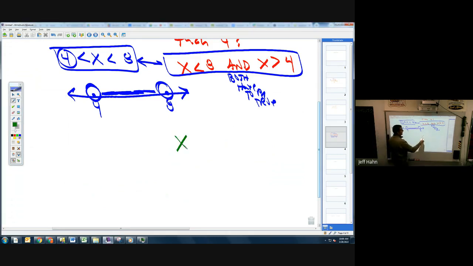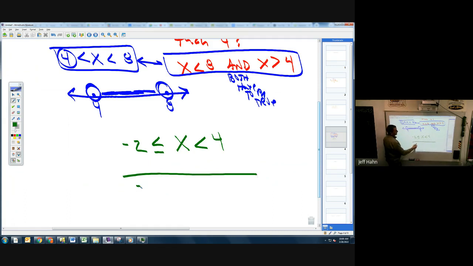So let me give you another example. What if it was this? X. The graph of that would be pretty simple. Here at -2, open circle or closed circle? Closed because of the equal sign there. X is greater than -2, and that goes all the way to where X is 4, which is an open circle because it can't equal 4, because there is no equal sign.